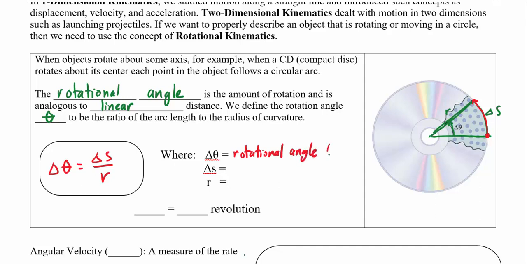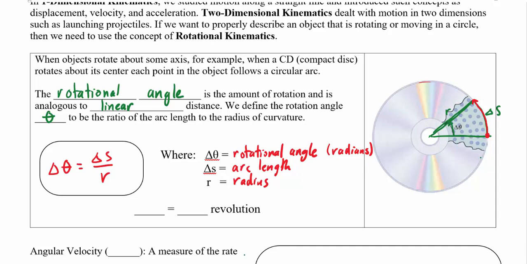And this is measured in radians, and more on that in a second. Arc length is S, and R is our radius. So it's worth pointing out that for a given circle, if you were to travel all the way around the circle, you would have completed one revolution.